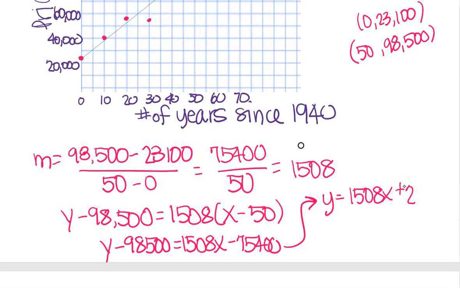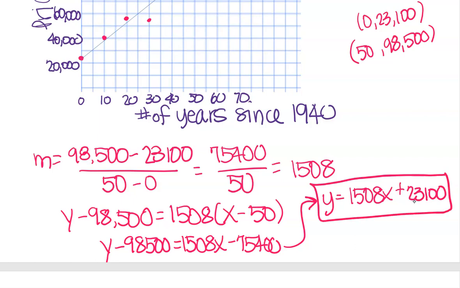So there's my equation. Remember that x stands for the number of years. y stands for dollars. You might want to change that to years and dollars or whatever, but we wanted the year 2020. So what we need to do is find out what year that would be. The last one was at 60, which was 2000, so 70 would be 2010, 80 would be 2020.